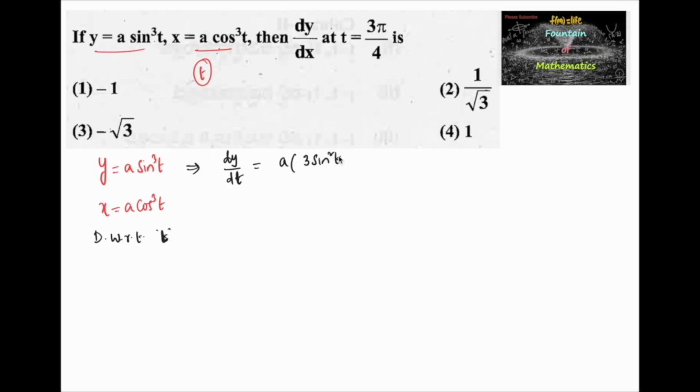So given the equations, y is equal to a sin cubed t and x is equal to a cos cubed t. So both x and y are connected with the parameter t. So let's differentiate both the equations with respect to t. So we get dy by dt is equal to a into differentiation of sin cube is 3 sin square t into differentiation of sin is cos t.